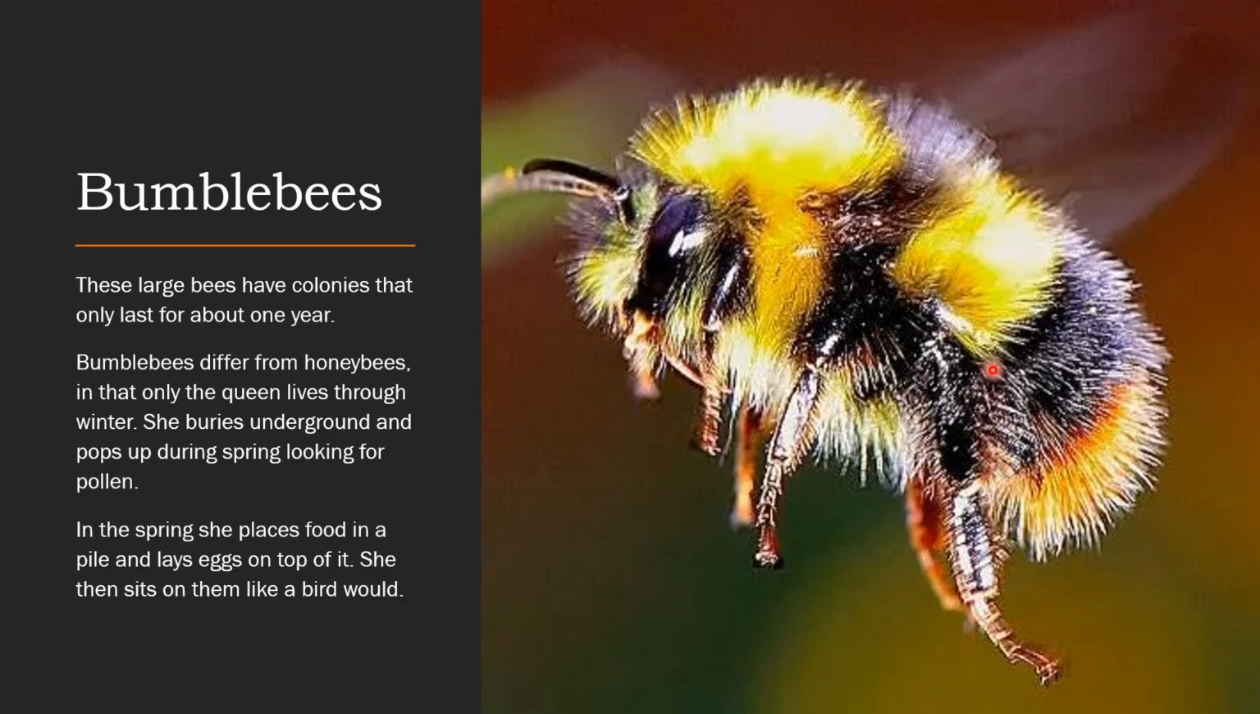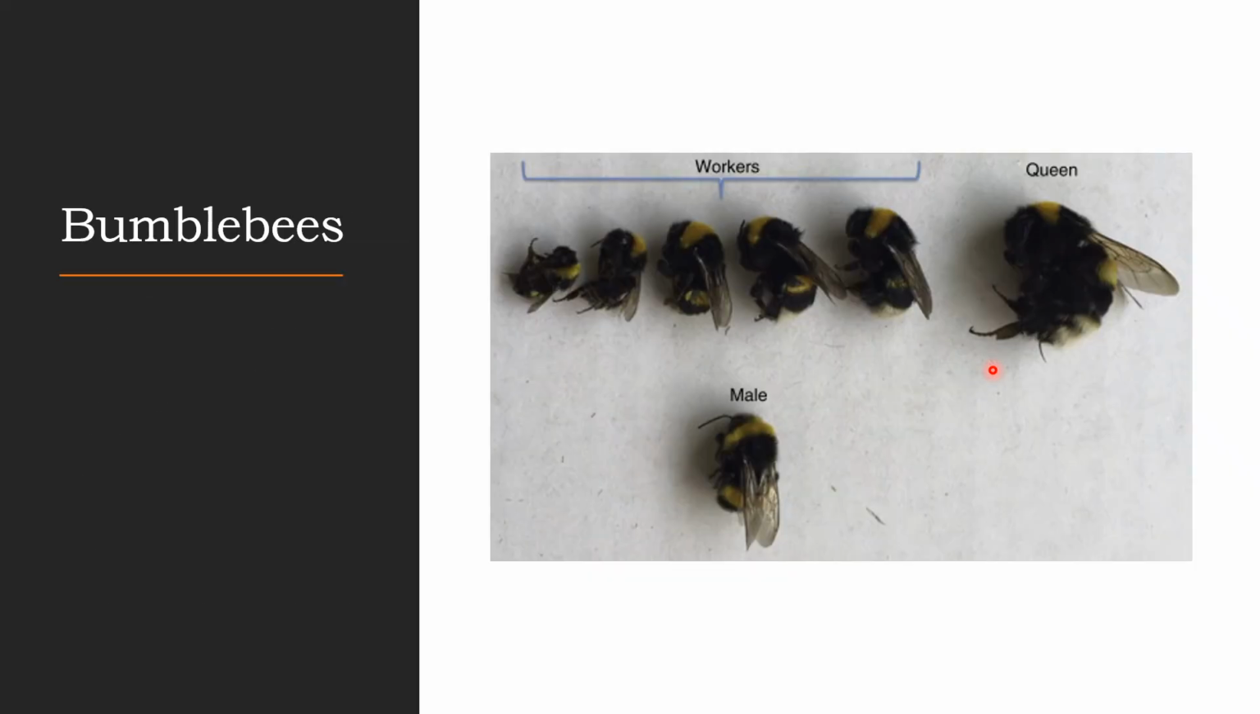In the spring, she places food in a pile. So nectar and things like that, she puts in a pile around where she came out of the ground and lays eggs on top of the pile. Then she sits on them like a bird would. And so she sits on the eggs and she warms them up and she makes sure that they survive to the point where they can get food, they can eat, and they can become her servants for the most part.